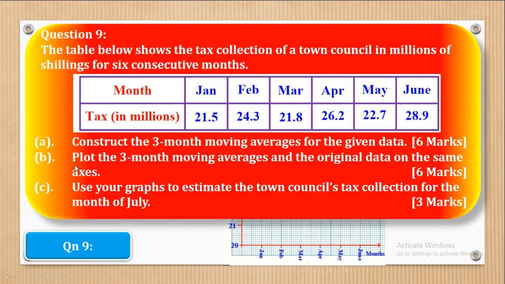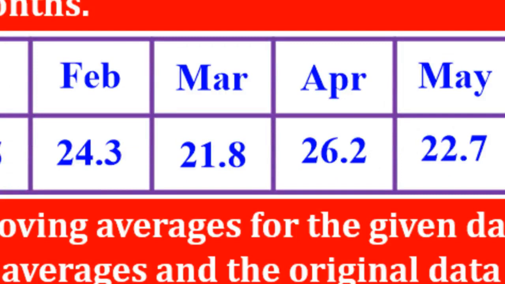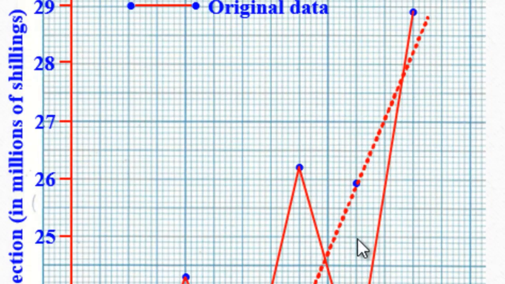So basically I've finished part B, where they wanted you to plot the moving averages and the original data. Now I'm going to part C, where they want us to use the graphs to estimate the town council's tax collection for the month of July. So that is why I've elongated it.